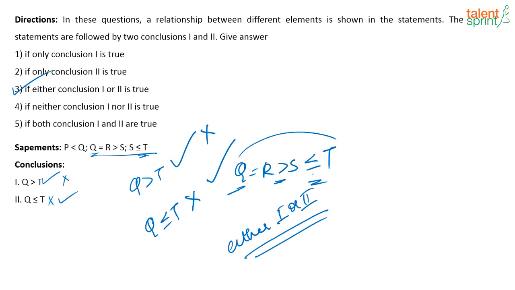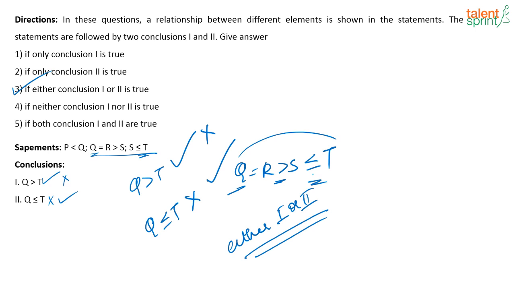Either conclusion 1 or conclusion 2 is true. See, if you take the conclusion separately, Q greater than T, we are not able to find any relationship between Q and T. We don't know for sure. Similarly, if I take the second conclusion alone, Q less than or equal to T, I am not sure whether that conclusion is true or not.